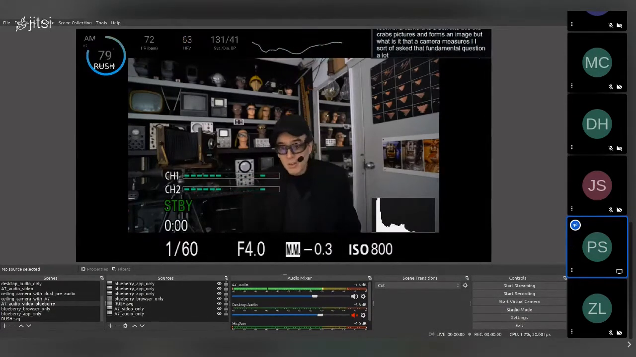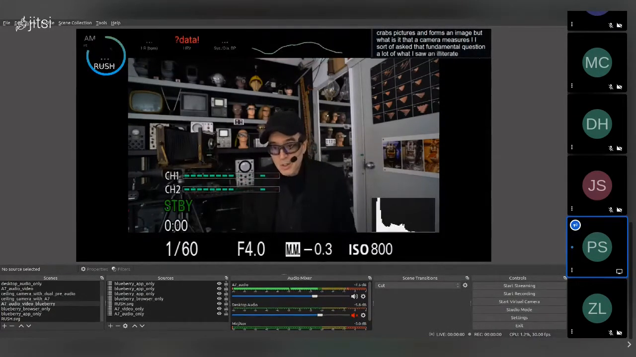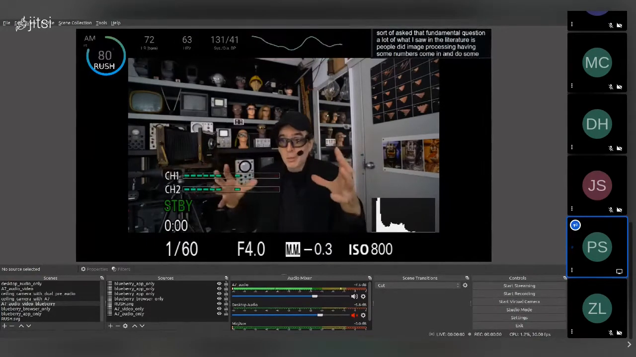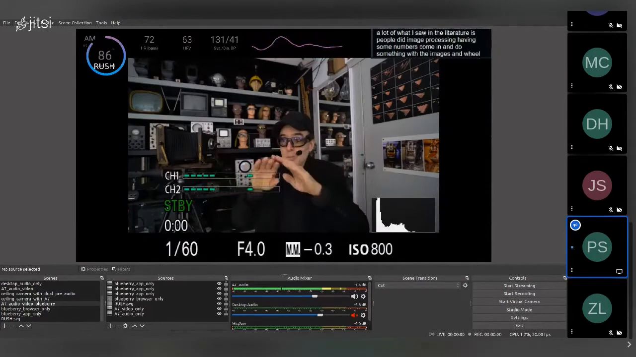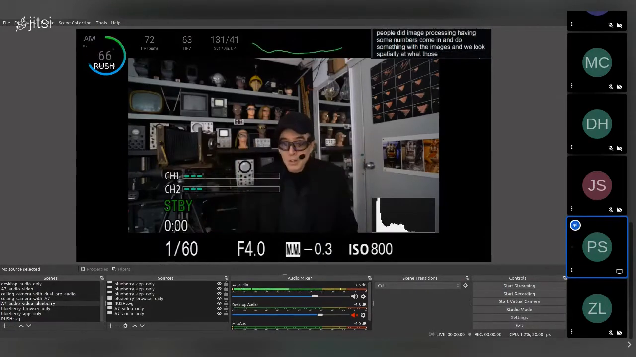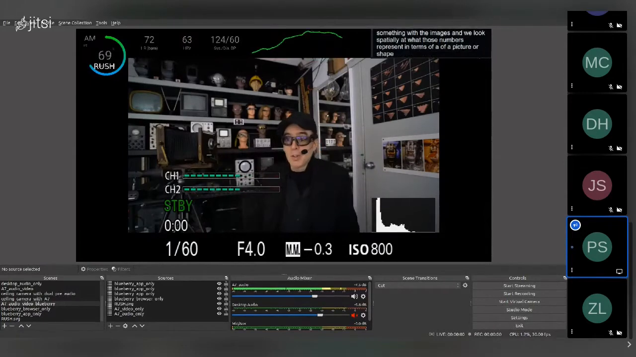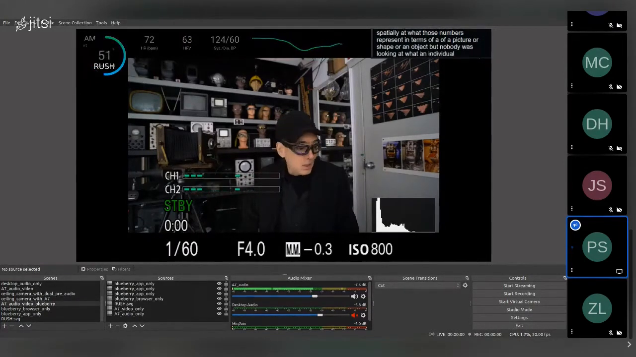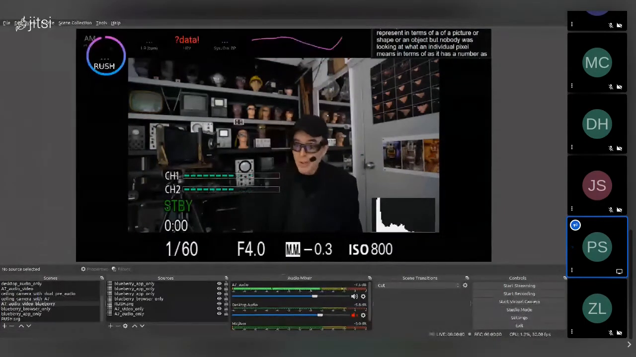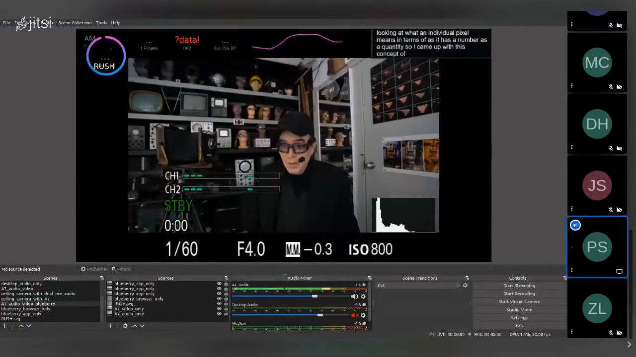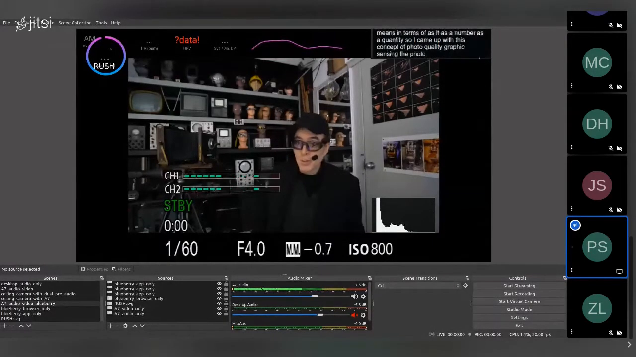I sort of asked that fundamental question. A lot of what I saw in the literature is people did image processing, having some numbers come in and do something with the images. And we look spatially at what those numbers represent in terms of a picture or a shape or an object. But nobody was looking at what an individual pixel means as a number, as a quantity. So I came up with this concept of photoquantographic sensing, the photo quantity.